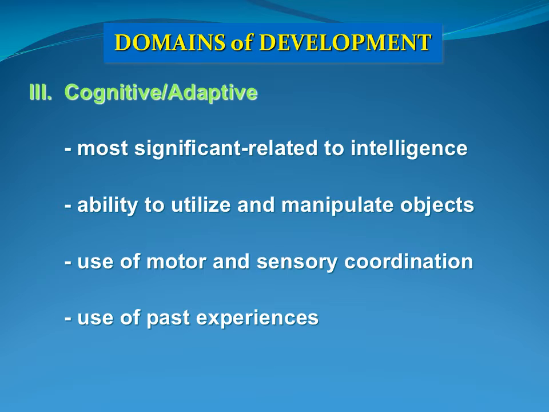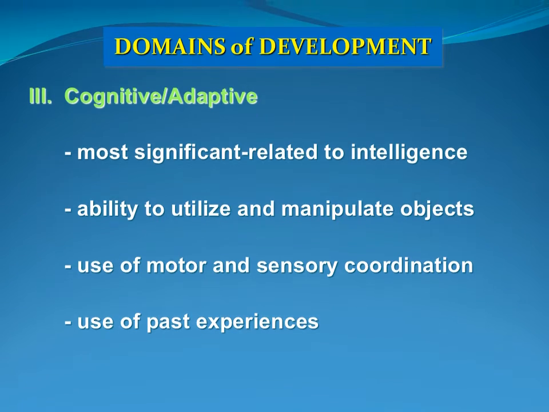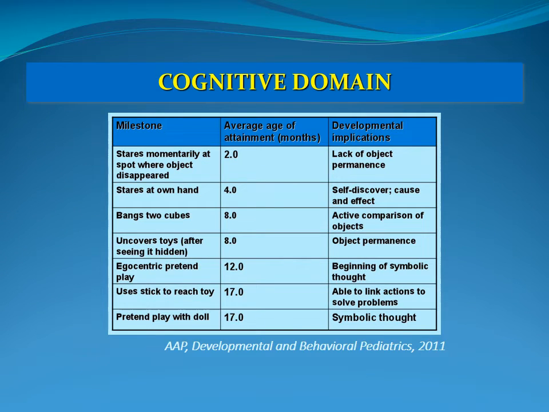The third domain of development is your cognitive or your adaptive domain. This is the most significant as this is related to intelligence. It is the ability of an infant to utilize and manipulate objects, and it uses both motor and sensory coordination. Likewise, the child is able to use his or her past experience to be able to develop this domain of development. As you would see in this table, you would note the different cognitive development at different age groups.